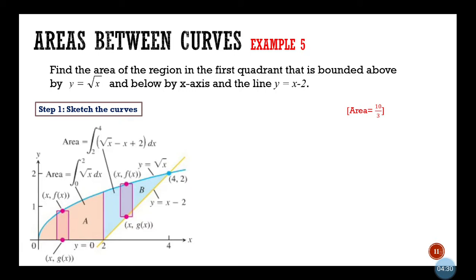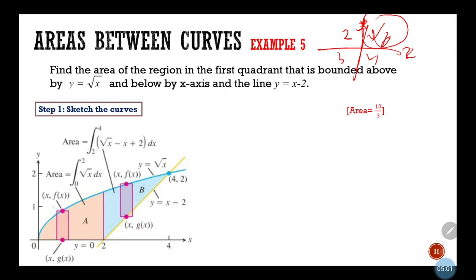So in this example 5 also, this time pun dah ada solution for you. Okay, they already sketched the graph for you. Find the area of the region in the first quadrant. First quadrant yang mana? Okay, we have x, y here kan. So this is the first quadrant, second, third and the fourth quadrant. Yang ni lah maknanya in the first quadrant.